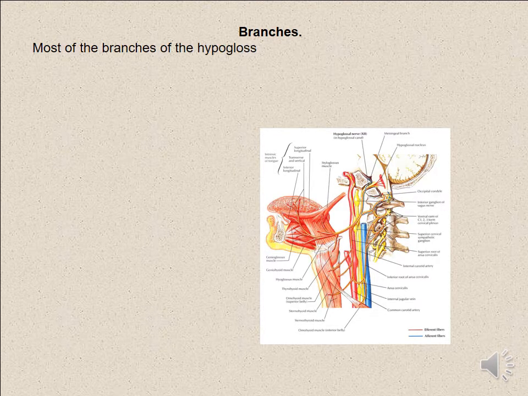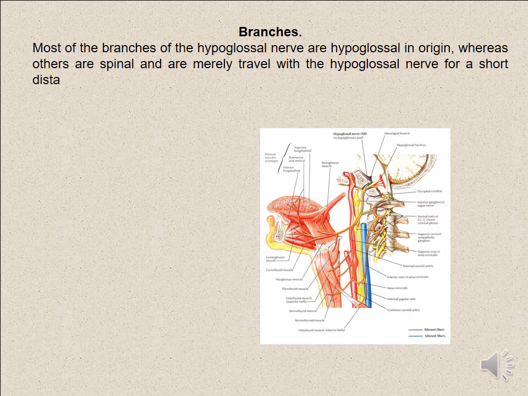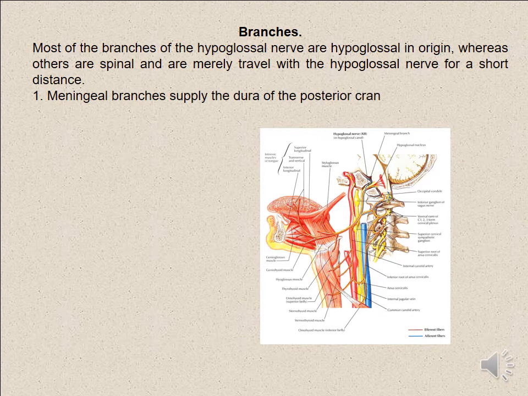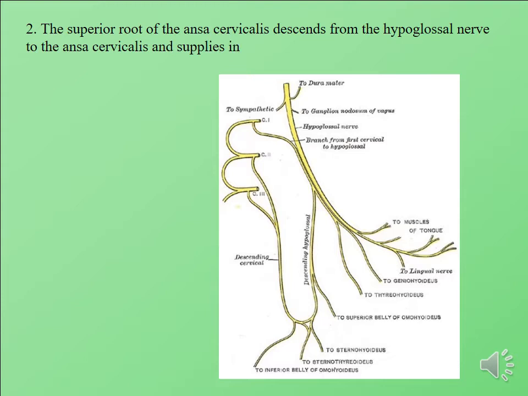Its branches. Most of the branches of the hypoglossal nerve are hypoglossal in origin, whereas others are spinal and merely travel with the hypoglossal nerve for a short distance. The first branch, meningeal branch, supplies the dura of posterior cranial fossa. The second branch, the superior root of ansa cervicalis, descends from the hypoglossal nerve onto the ansa cervicalis and supplies inferior hyoid muscles.